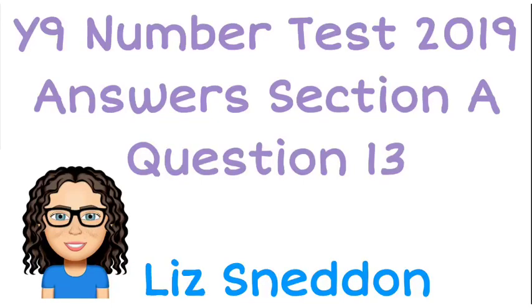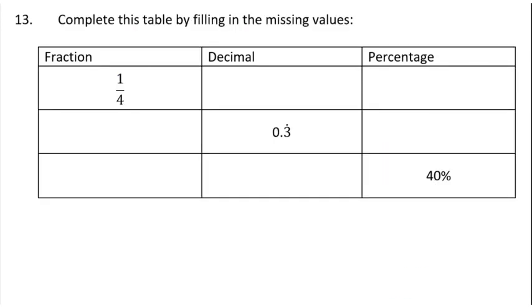Here's question 13. So we want to fill in our table here. So I'm going to start with the first one there as a fraction, 1/4. So to turn that into a decimal, I can ask myself, how many times does 4 go into 1?